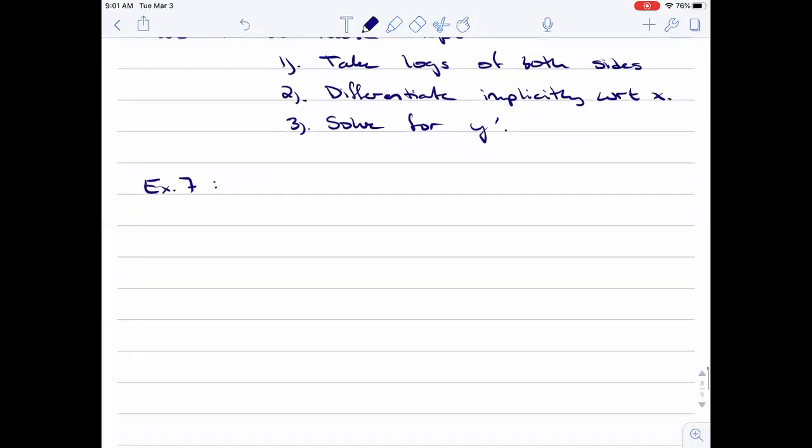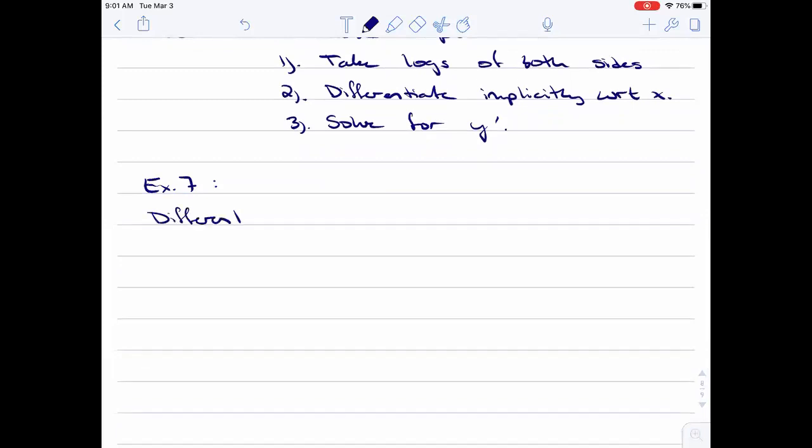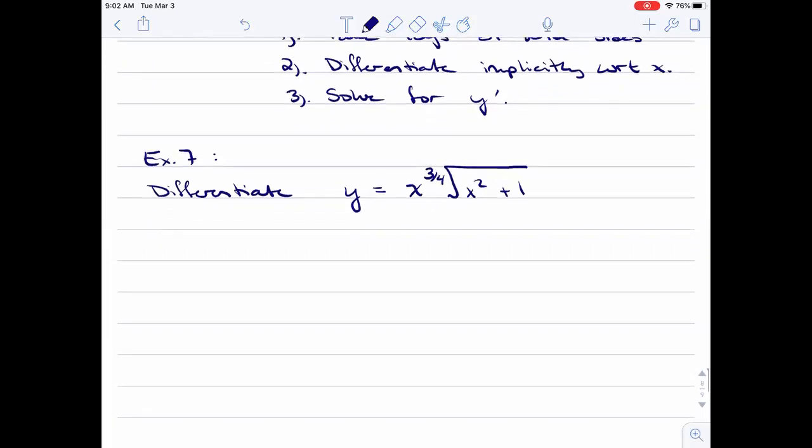Example 7. Differentiate y equals x to the 3 over 4 times the square root of x squared plus 1, over 3x plus 2 to the power of 5. Right, I'm seeing a lot of stuff going on here. And so this would be when we want to use logarithmic differentiation, because I've got a product rule up top in my quotient. So that means I'm going to have a quotient rule. I've got two chain rules actually, right? And so, product rule and a quotient rule, things are going to get weird. You absolutely could handle this, but you'll see how it's so much easier if you just take the logs of both sides and differentiate that.